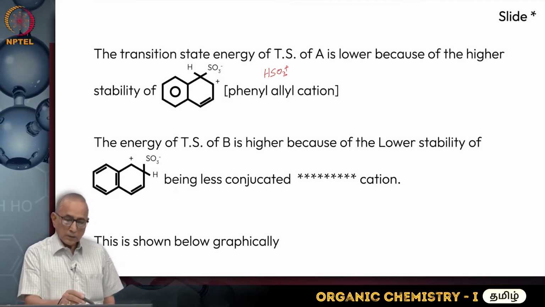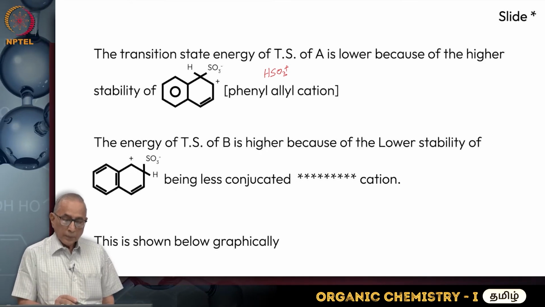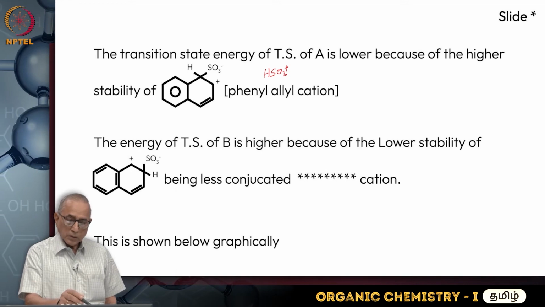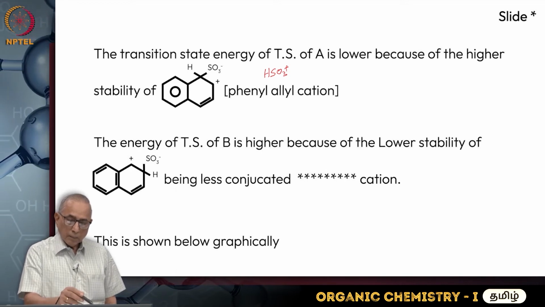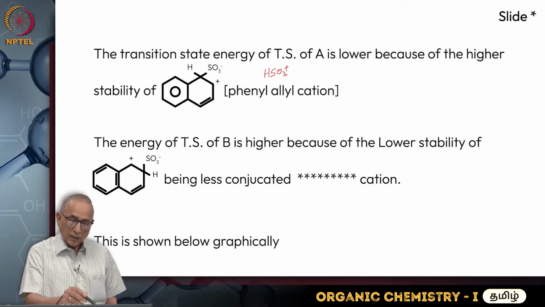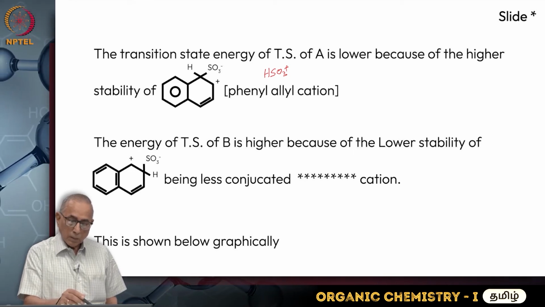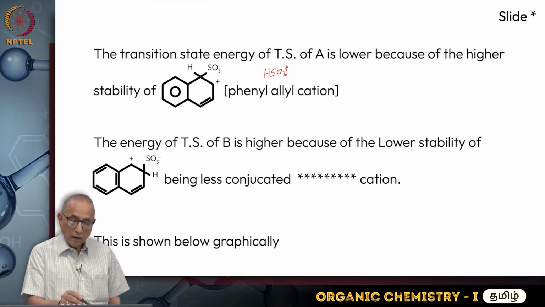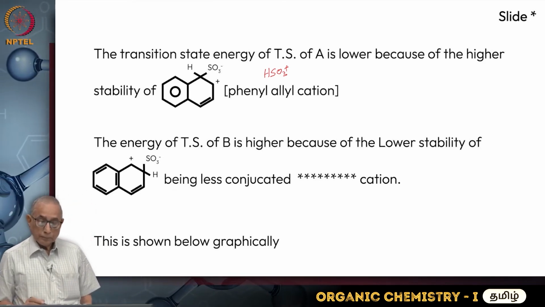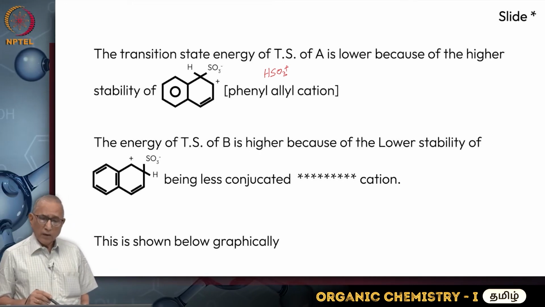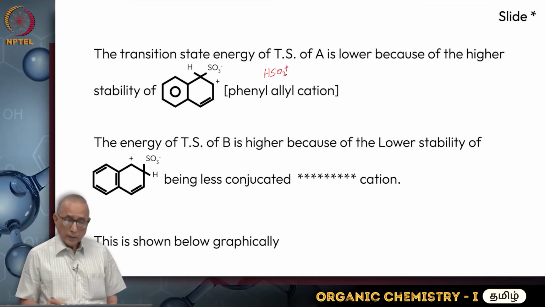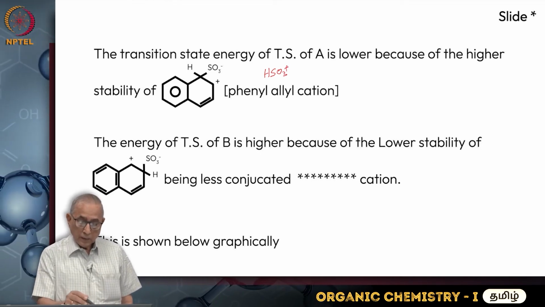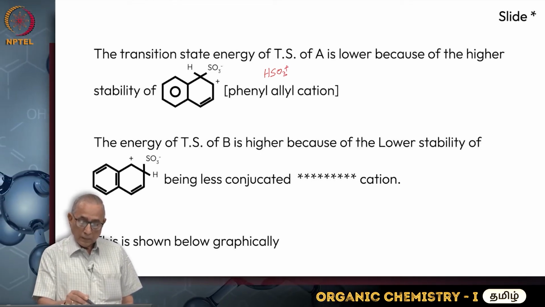When it attacks the 1 position, this is the intermediate that is formed. இங்கே அட்டாக் பண்ணோன்னே the double bond here will change position, it will become plus here because HSO3 plus comes and attacks, this will become plus. This double bond is left as it is. This is the intermediate for the formation of A from sulfuric acid and naphthalene. This intermediate is called phenyl allyl cation. This is a phenyl group. This group is called allyl.